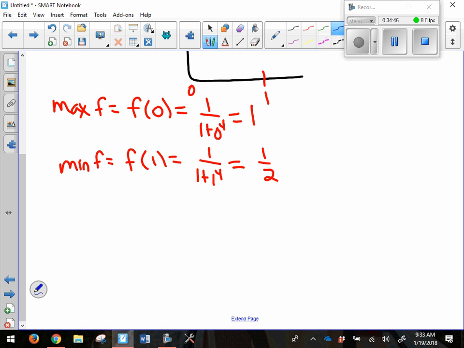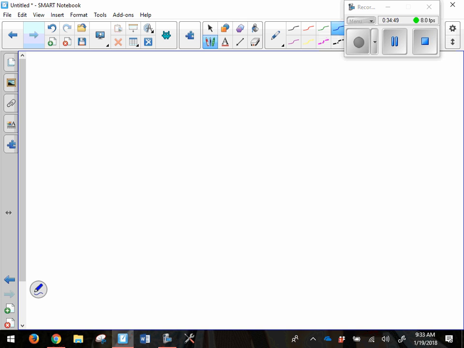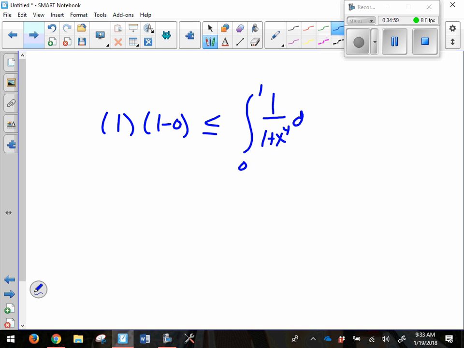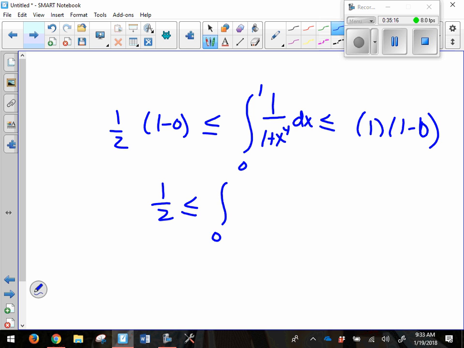So then we go back to the max-min inequality, and I've got max f, which is 1, times b minus a, which is 1 minus 0, less than or equal to my integral. Oh, sorry, min value times b minus a. So this tells me that 1/2 is less than or equal to my integral from 0 to 1 of 1 over 1 plus x to the 4th dx, which is less than or equal to 1.